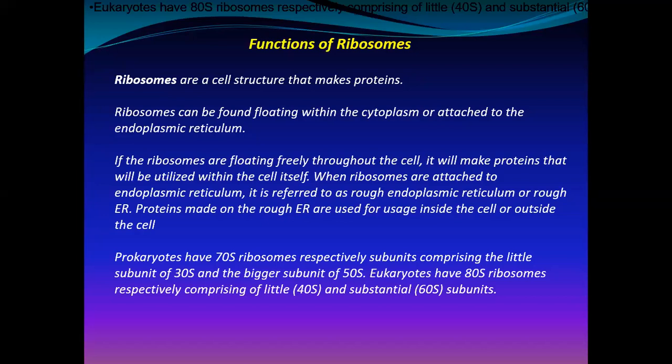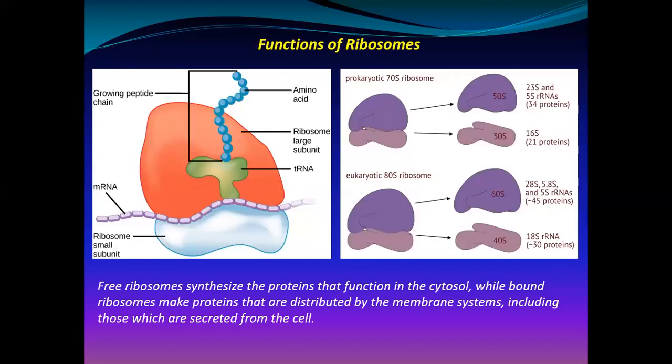The small subunit is called 30S and the largest subunit is called 50S. On the other hand, in a eukaryotic cell, it is an 80S ribosome. The small one is 40S and the larger one is the 60S subunit. Okay, right. So this is the structure of the ribosome, right? You can see the mRNA produced in the nucleus attached to the ribosome.